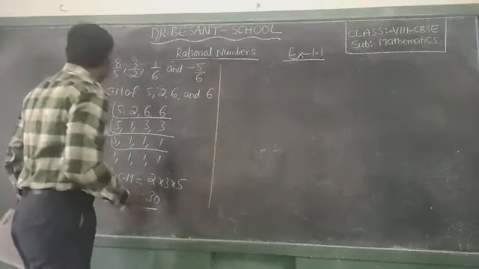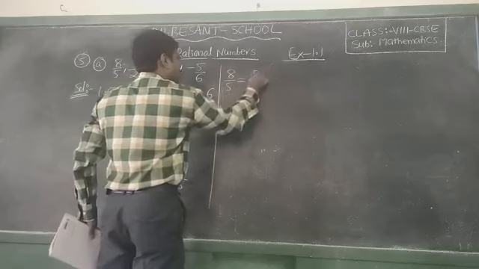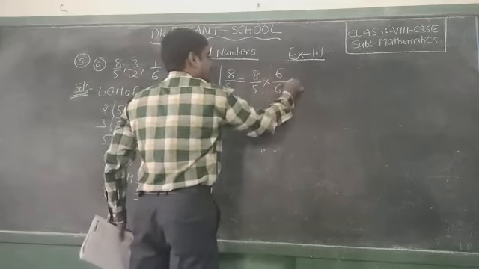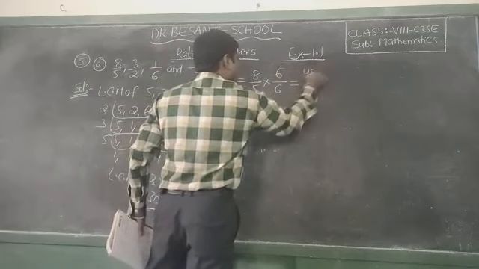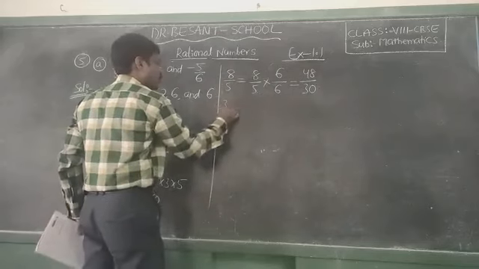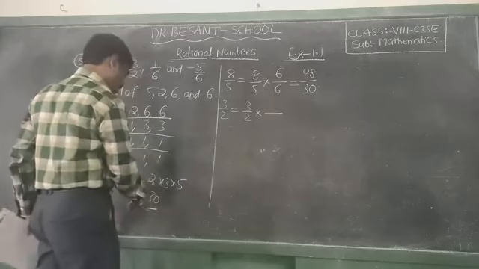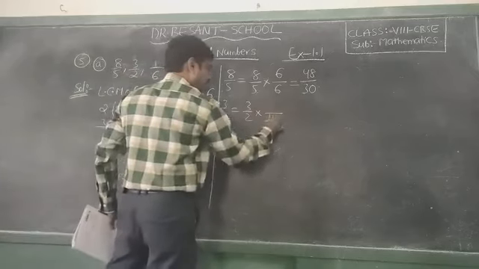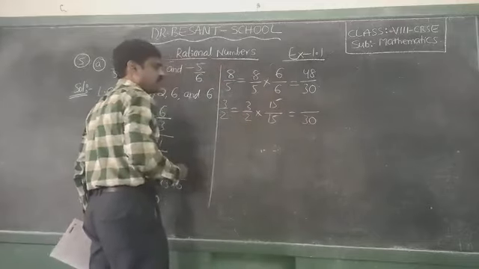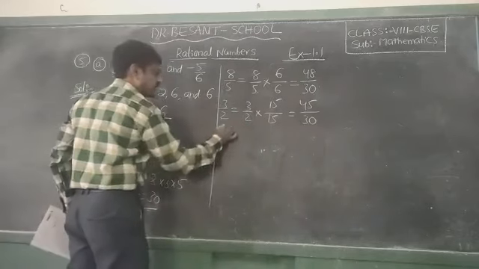Next, now 8 by 5. 8 by 5 is equal to 8 by 5 into 6 by 6, 5 6s are 30. 8 6s are 48, 5 6s are 30. Next 3 by 2. 3 by 2 is equal to 3 by 2 into, we have to get the denominator 30. That's why 2 15s are 30, so numerator also we multiply with 15. 3 15s are 45.